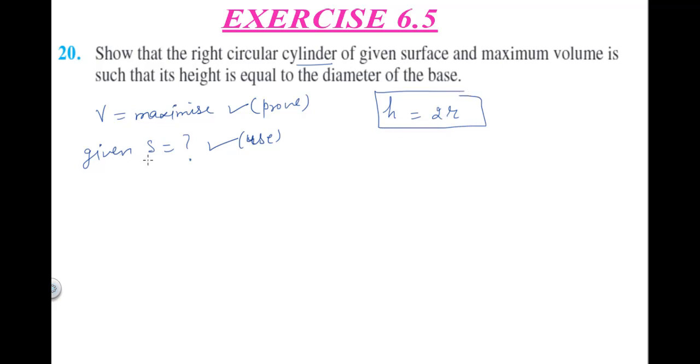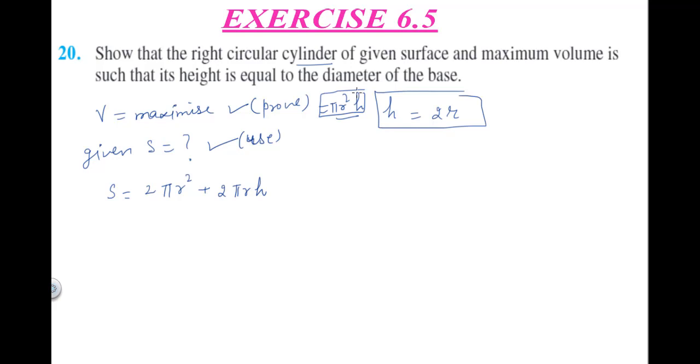Clear? So what is the surface area? When it is written just surface area, we have to take the total surface area. It is 2 pi r square for the top and the bottom, right? And plus the curved surface area, 2 pi rh. This is the total surface area of the cylinder. Now volume is pi r square h, where r is the radius and h is the height. This is what we have to maximize. Now you can see this is in two variables. Pi is a constant. It has two variables r and h, and the volume depends on r and h only.